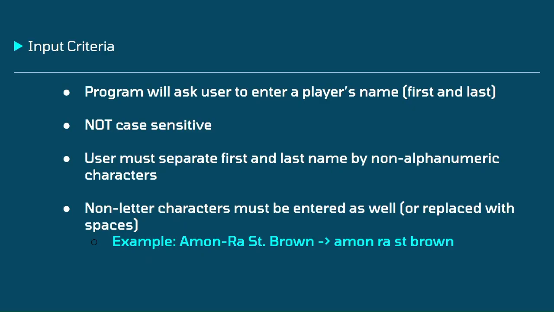So the input criteria, in which the user will run, it will ask them for a player's name, both first and last. It is not case sensitive, but the user must separate their first and last name by non-alphanumeric characters or spaces. And also if the user has any non-letter characters in their name, these must be entered as well, or again, they can replace them with spaces. An example being Amon-Ra St. Brown. You can either enter the dash and period in his name or leave them out and just have spaces instead.